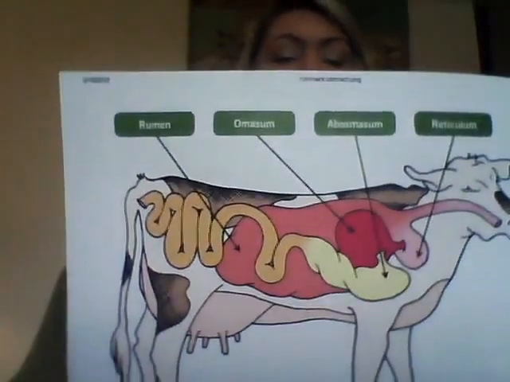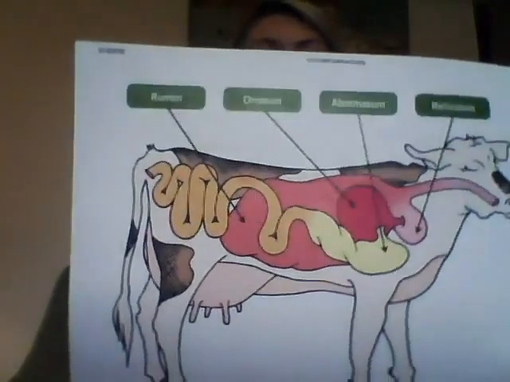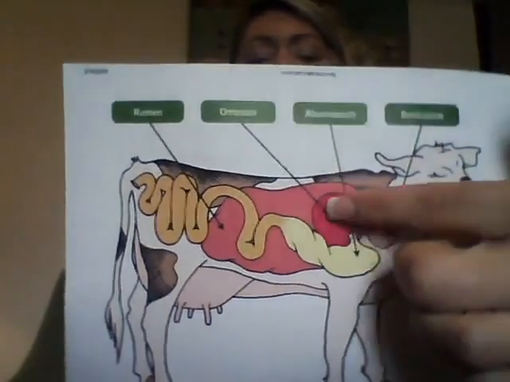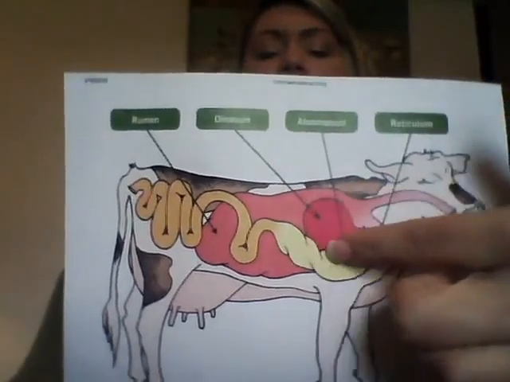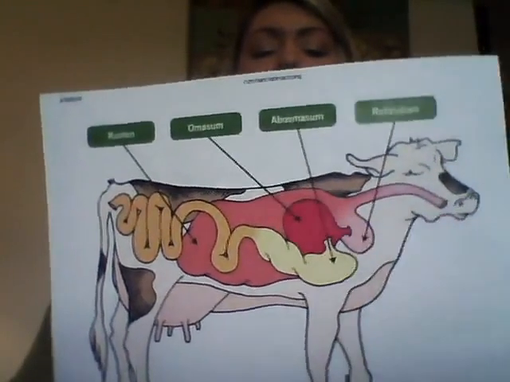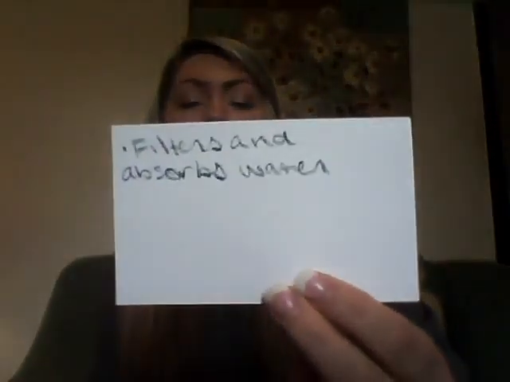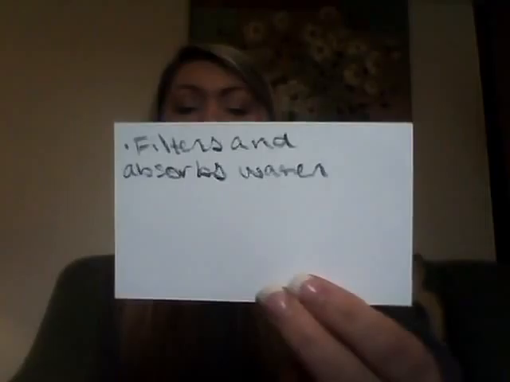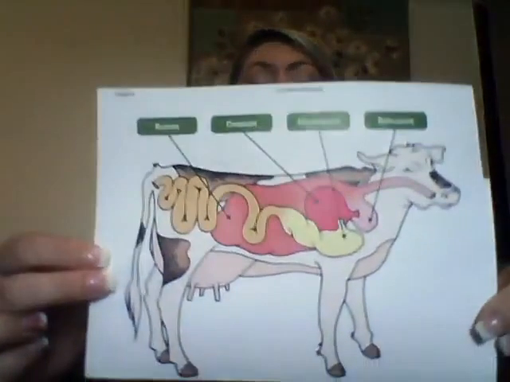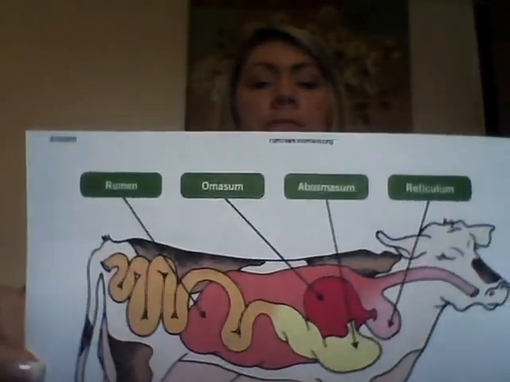The omasum of the ruminant stomach is this darker red area here, this section of the stomach. This section of the ruminant stomach filters and absorbs water. So that wraps up the anatomy and physiology of the ruminant stomach.